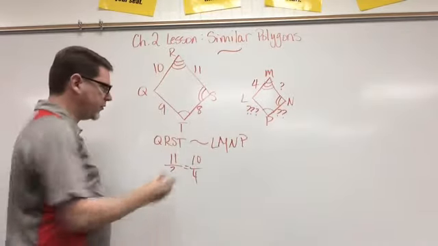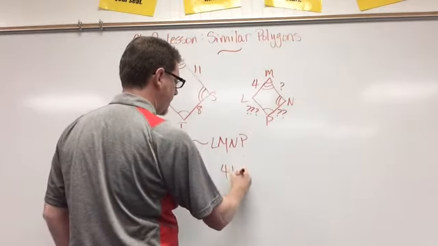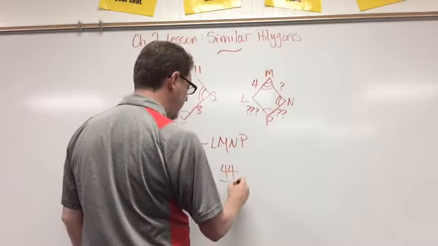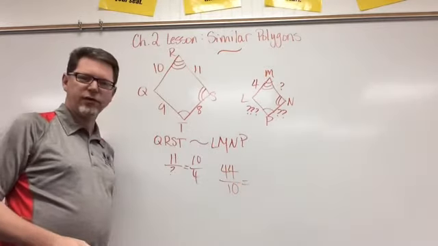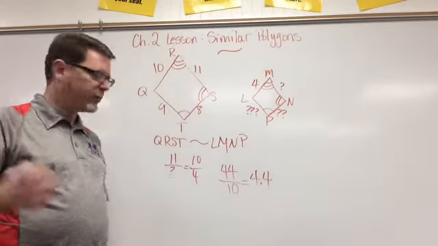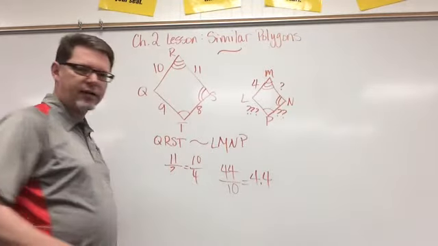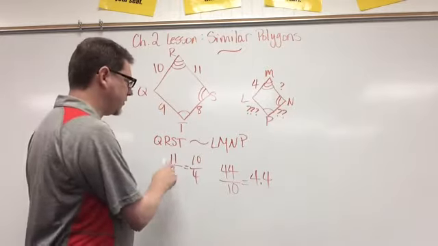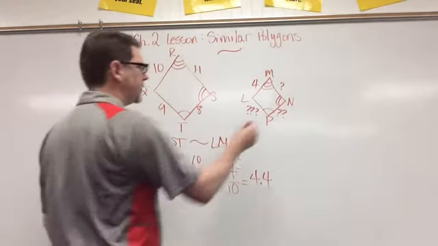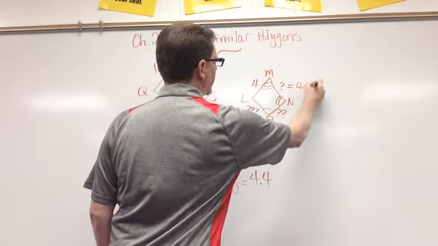Now let's solve it. 4 times 11 is 44. And we know we're going to divide that by 10. And 44 divided by 10 is 4.4. Because you remember, solving proportions, cross multiply, then divide. 4 times 11 is 44, divided by 10 is 4.4. So we know that this one is 4.4.